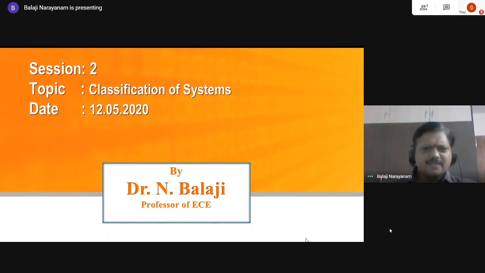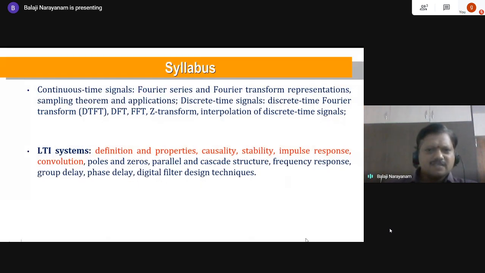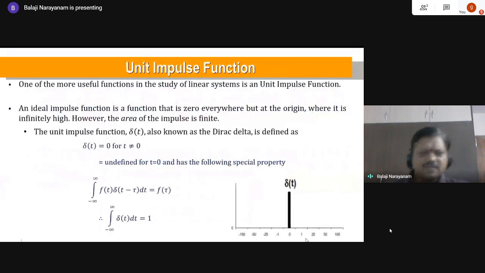In yesterday's session, we discussed the introduction to signals, properties of signals, and problems based on the properties of signals. These are the topics which we have covered. In today's session, we are going to cover the various systems. So this is the syllabus related to this.